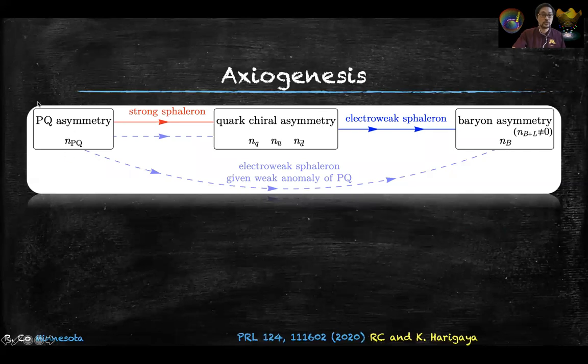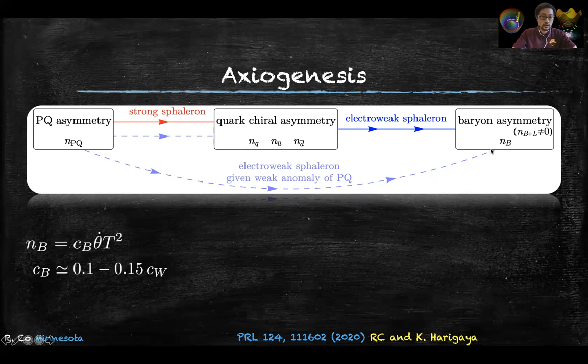The question now is how do we transfer this PQ charge asymmetry into the baryon asymmetry that we observe in the universe? For the QCD axion, by definition, it is anomalous under SU(3), which means that the strong sphaleron will transfer this PQ charge asymmetry into the chiral asymmetry of the quarks in the Standard Model. The chiral asymmetry of the quarks will further get processed by the Standard Model electroweak sphaleron processes into the baryon asymmetry. Another path is that if the PQ charge asymmetry is anomalous under SU(2), then the electroweak sphaleron process can also directly transfer this PQ charge asymmetry into the baryon asymmetry.